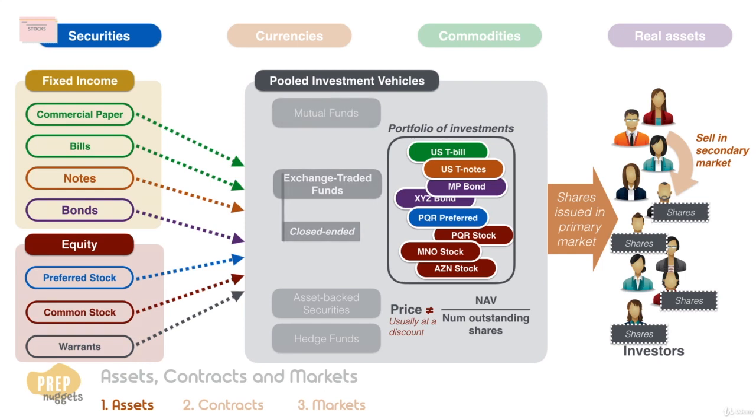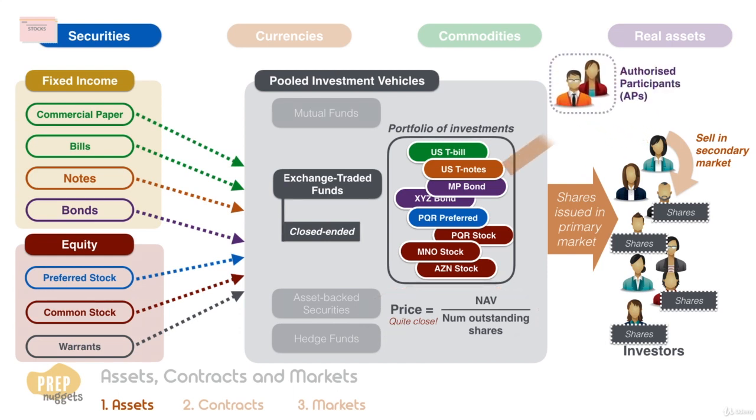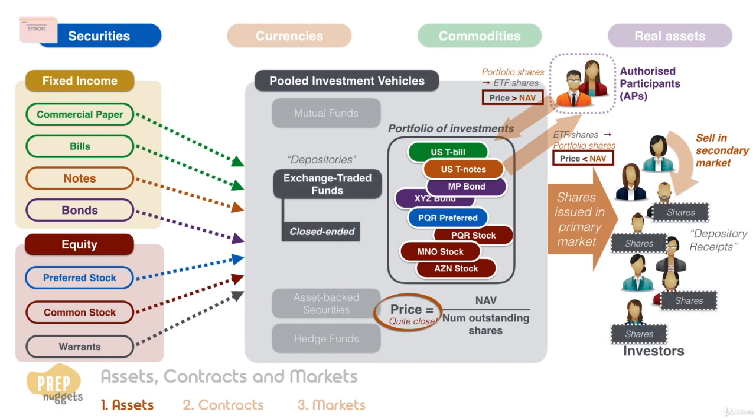Exchange-traded funds also trade like closed-end funds, in which investors trade their shares in the secondary market. Unlike closed-end mutual funds, their market price is actually quite close to the net asset value of the portfolio. This is because ETFs have special provisions allowing some authorized participants to convert their shares into individual portfolio securities when the price is significantly below NAV, or exchange of portfolio shares for ETF shares when the price is significantly above NAV. Such activities help to keep the market price of the ETF close to the NAV per share of the portfolio. ETFs are sometimes referred to as depositories, with their shares referred to as depository receipts. You can learn more about mutual funds and ETFs in the portfolio management topic area of the CFA curriculum.